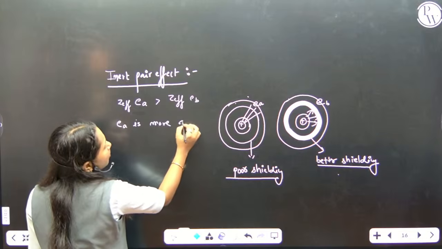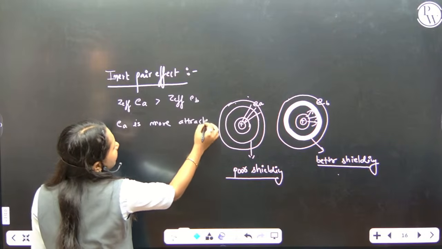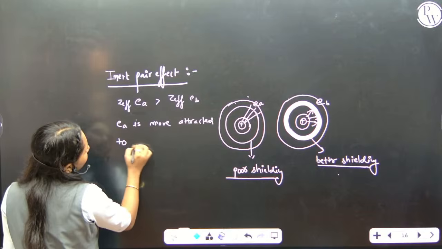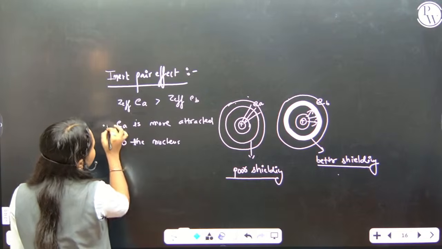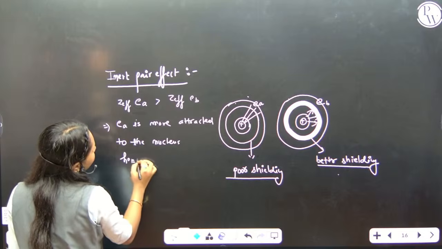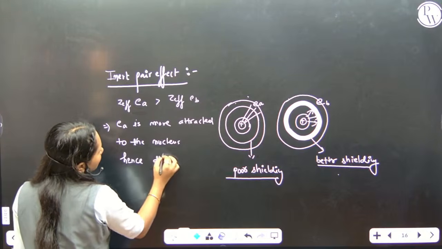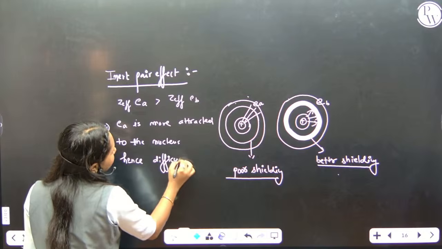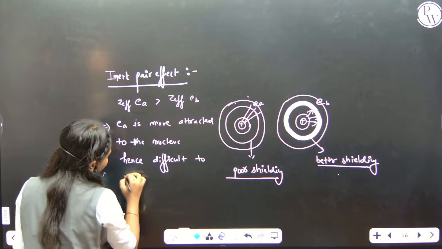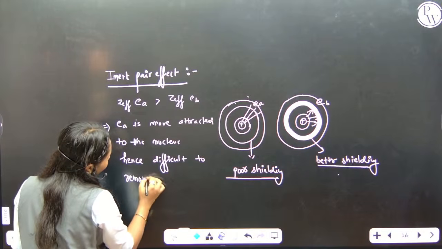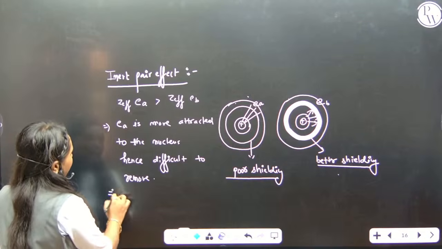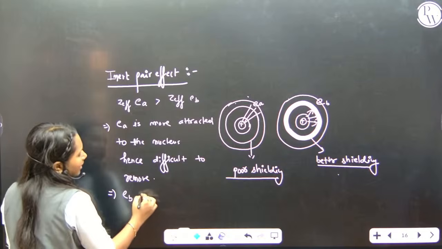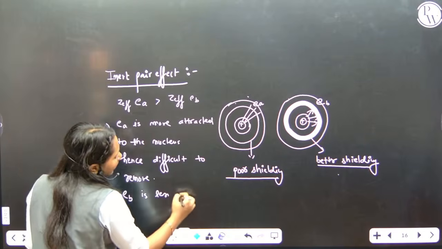EA is more attracted to the nucleus, hence difficult to remove. Correct? Hence very difficult to remove. And EB is less attracted.